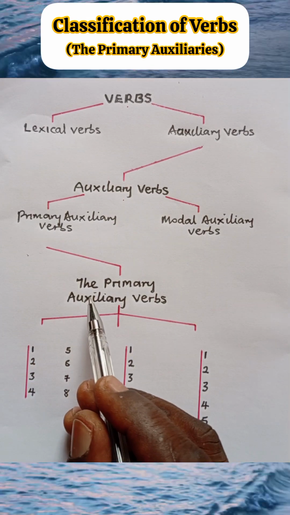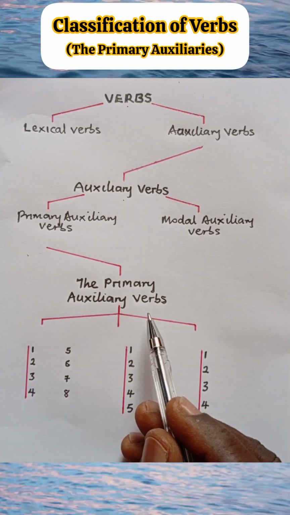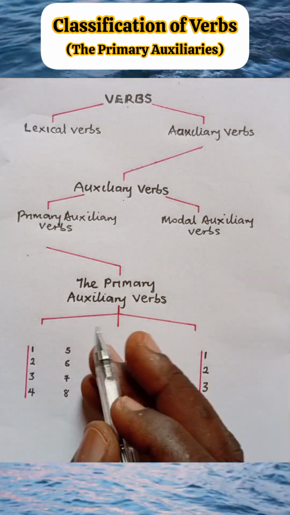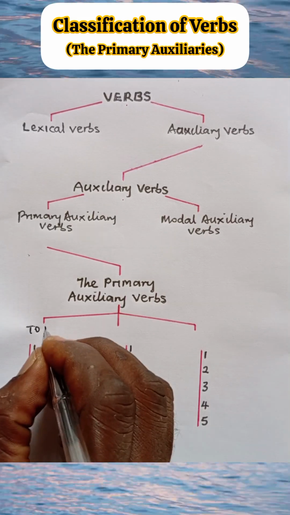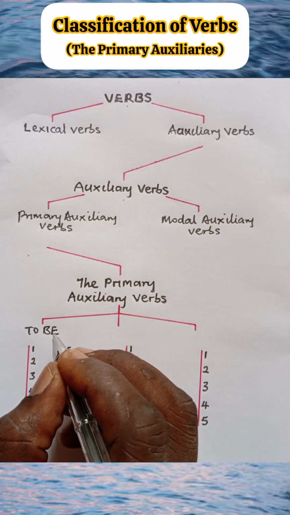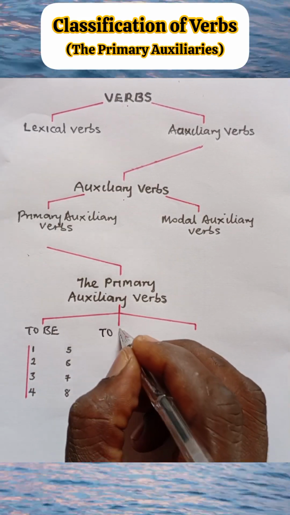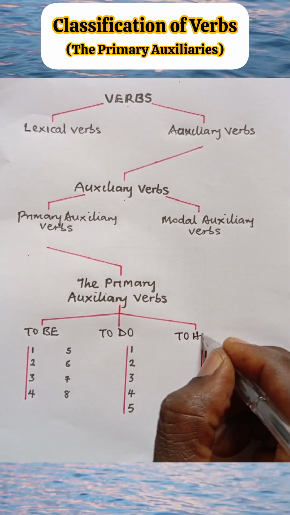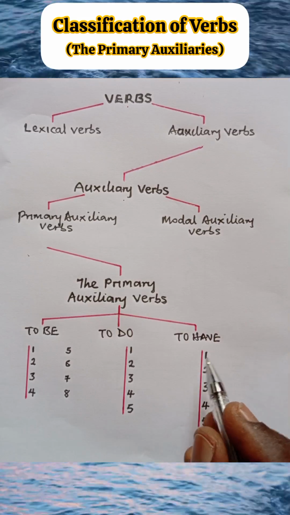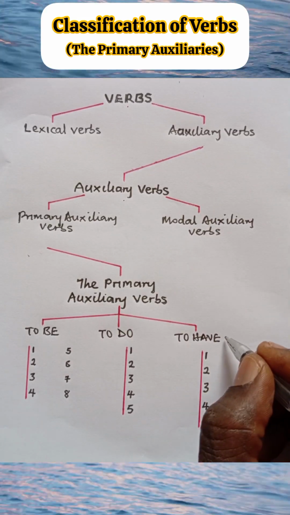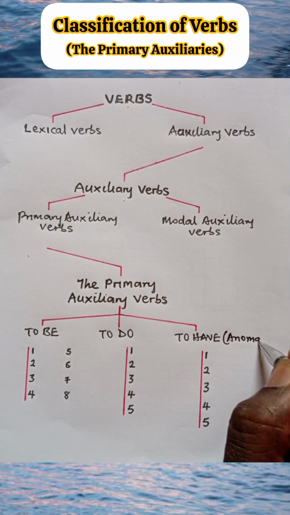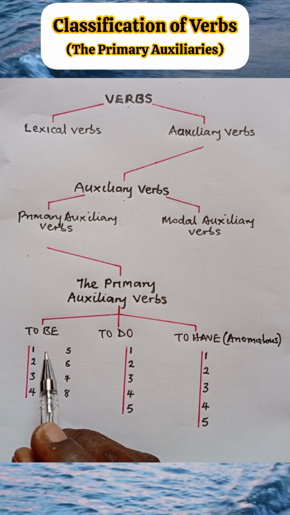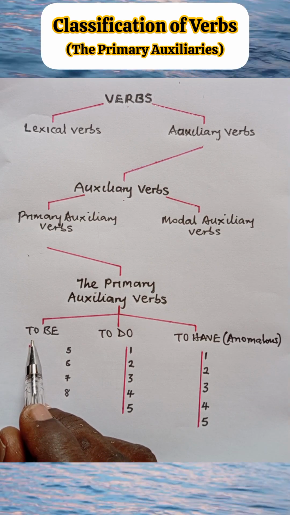The primary auxiliary verbs can further be divided into three types or categories, and these are, number 1, the primary auxiliary verbs to be, number 2, the primary auxiliary verbs to do, and 3, the primary auxiliary verbs to have. Now, the verbs to have are also known as the anomalous verbs. So now let's list the primary auxiliary verbs that are known as the verbs to be.